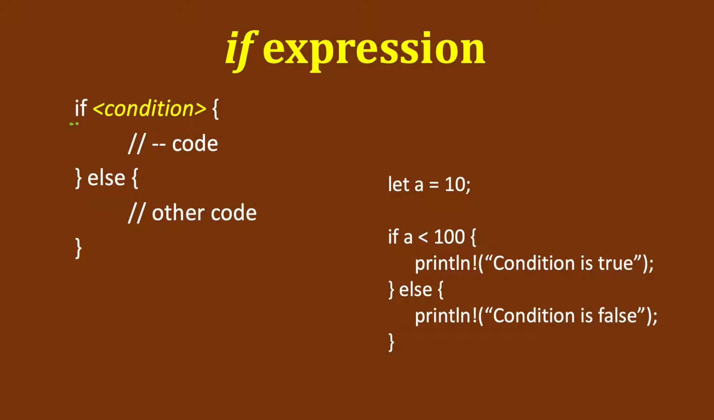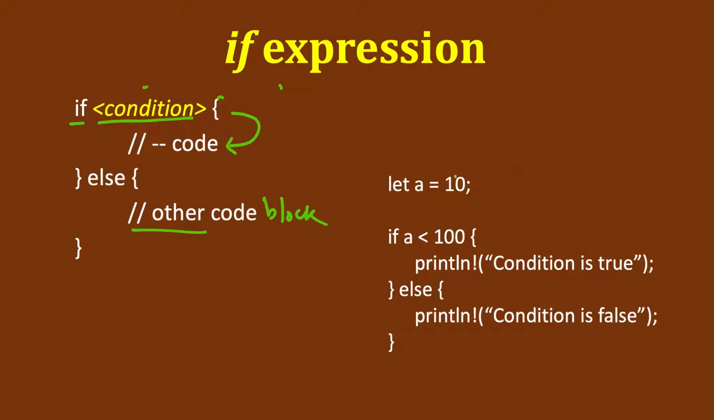So we write if, then a condition, and if this condition is true, the code within this code block. So this opening curly brace and closing curly brace is one code block. So this code block will be executed if this condition is true. If this condition is not true, then this other code block will be executed. So this is a very simple syntax.